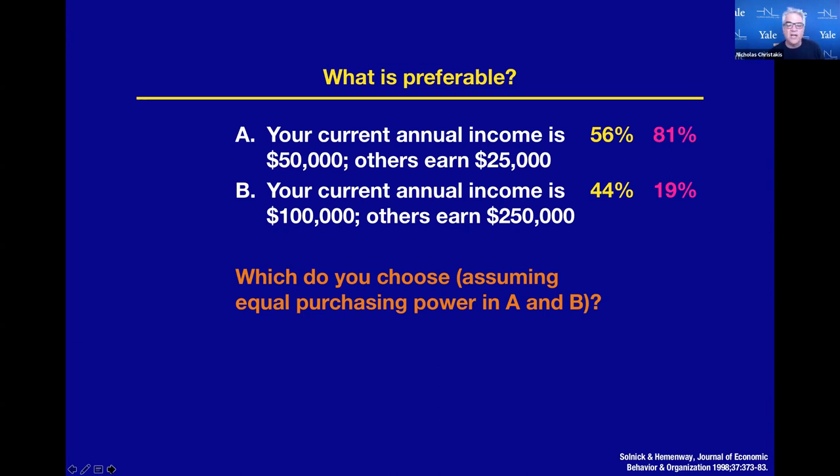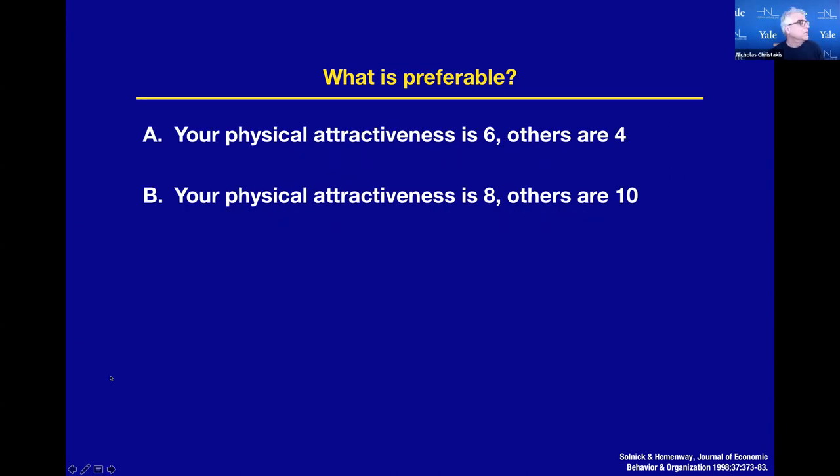All right, let's look at another example from the same survey. Your physical attractiveness is a 6, and everyone else has an attractiveness of a 4. This is on a 10-point scale. Or your physical attractiveness is an 8, and everyone else has a physical attractiveness of 10. World A and B, those are the two worlds.